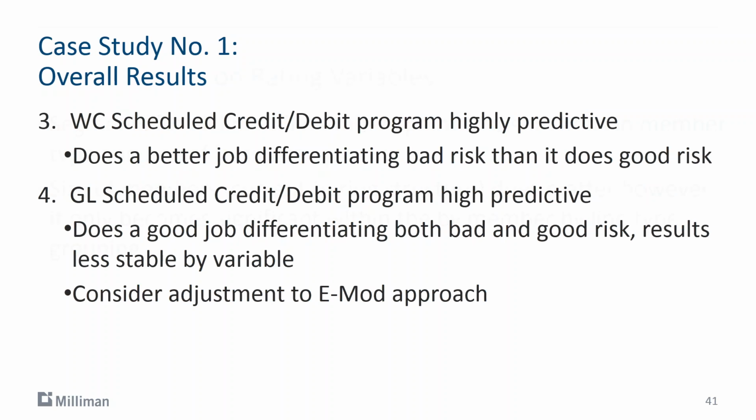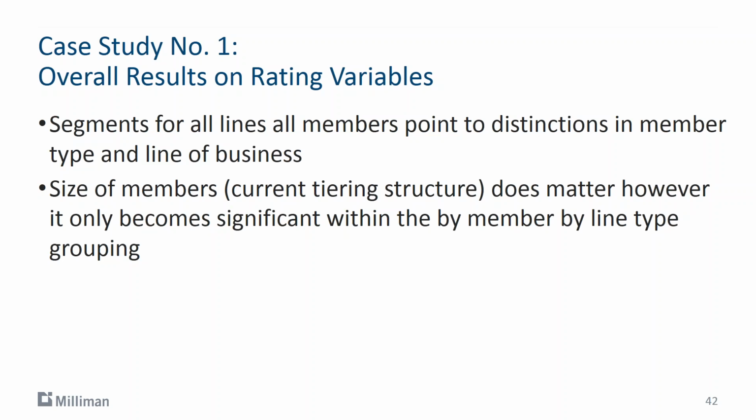Other things we found in our analysis is that the segments for all lines, all members point to distinctions between member type and line of business, which suggests that they should continue to rate their risk by member type and by line of business. The size of members does matter. However, it only becomes significant within the member, within the line type. So once you categorize all of your members, say schools, then if you look at size of the member within that grouping, there is an opportunity to differentiate the risk.